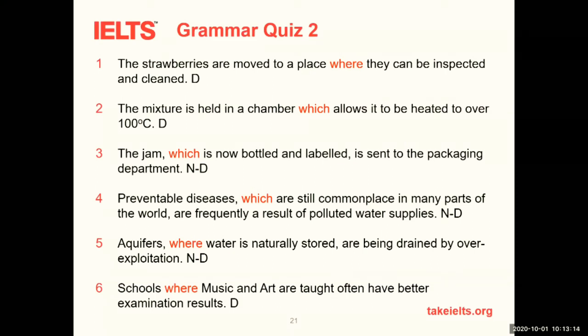And the same with the next 2. So you've got a non-defining clause with aquifers, we're just being told aquifers are being drained by overexploitation. That's perfectly good. And we're just giving a little bit more information. Okay, and the last one, it's telling us, I mean, it's not just all schools. It's not kindergartens or colleges. It's not everywhere. It's schools where music and art are taught often have better examination results. So it's defining the type of schools that do this. Okay.